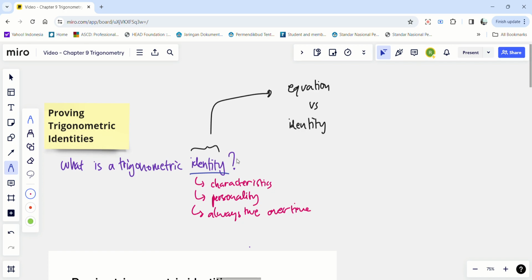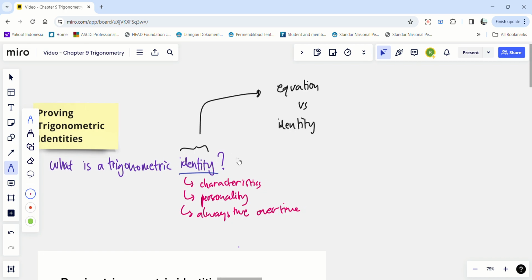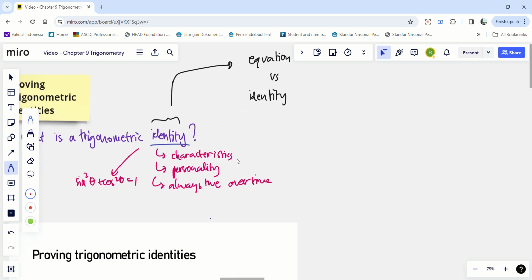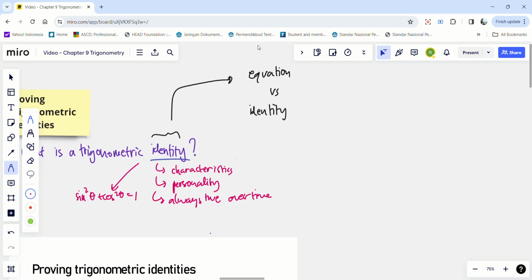It will be talking about a certain relationship with, of course, trigonometry because of the name, but also in connection to that, it's something that is characterizing trigonometry. For example, the most basic one is that sine squared theta plus cos squared theta equals 1. So in terms of how it is written, it may seem similar to an equation, but actually it's not.